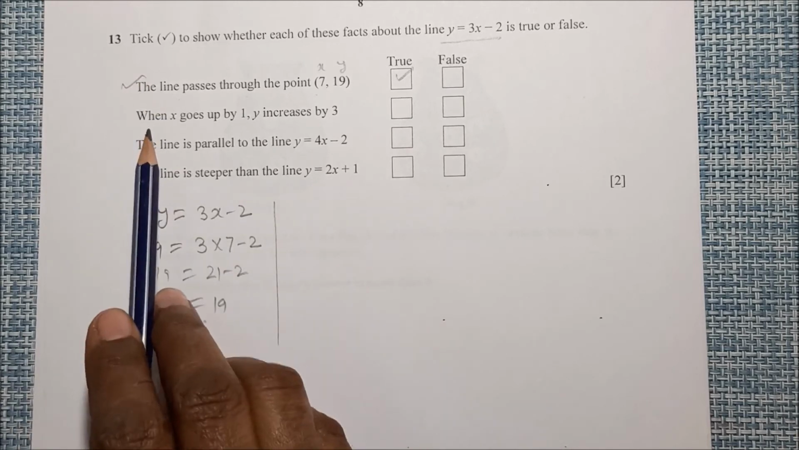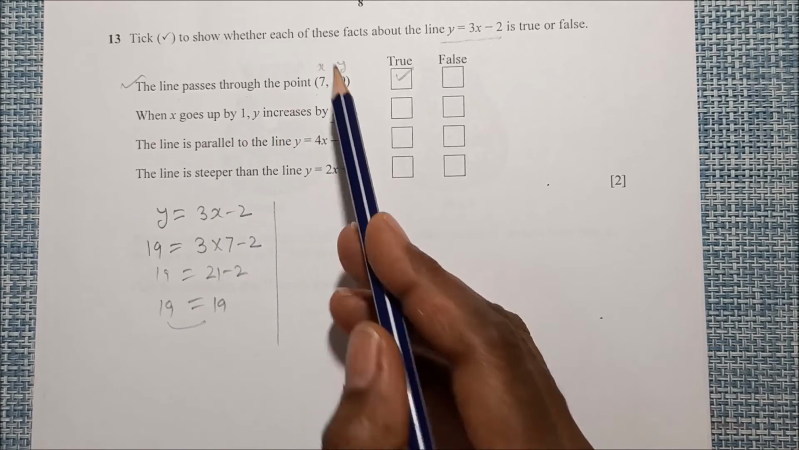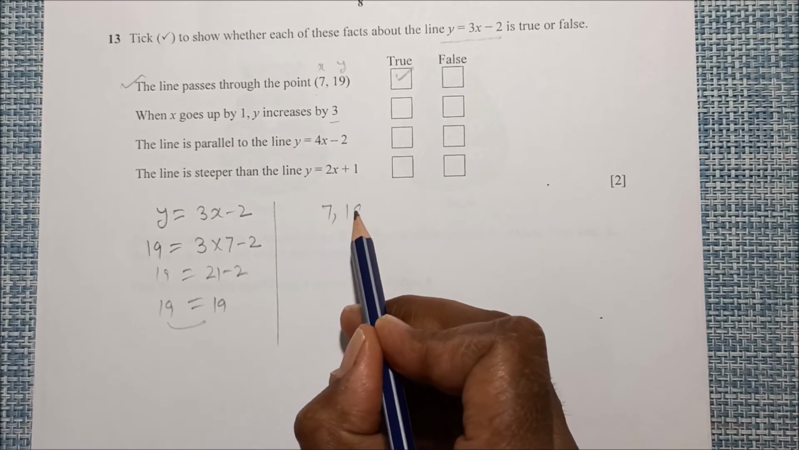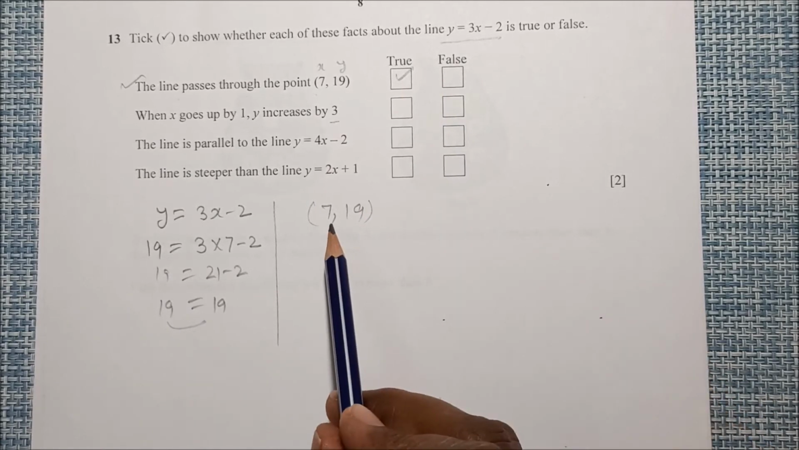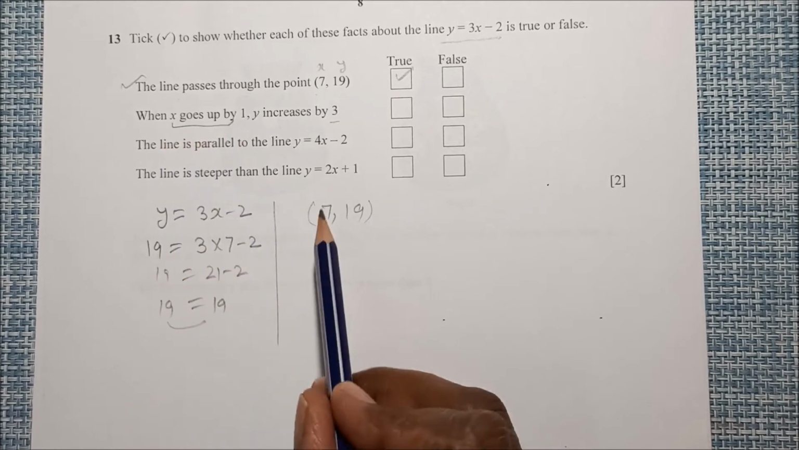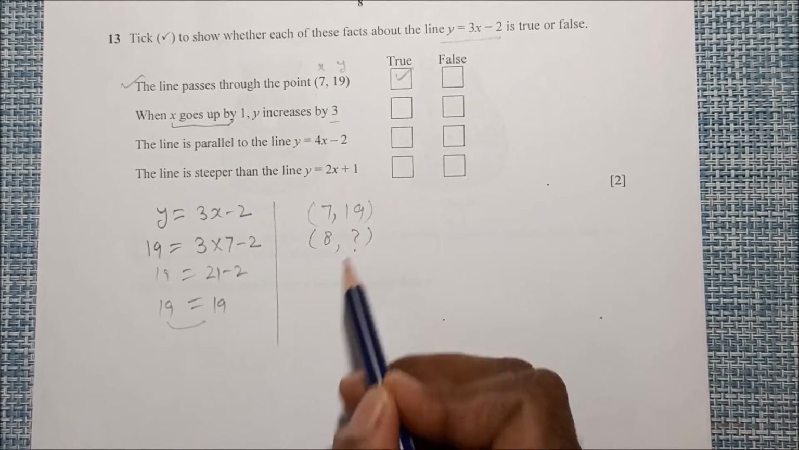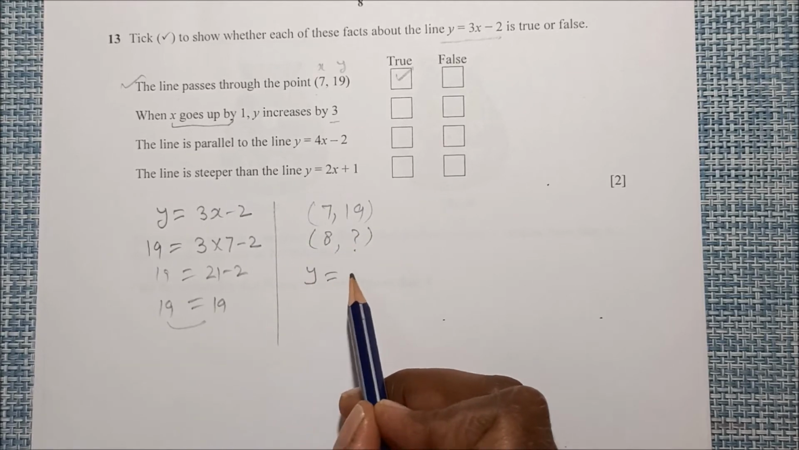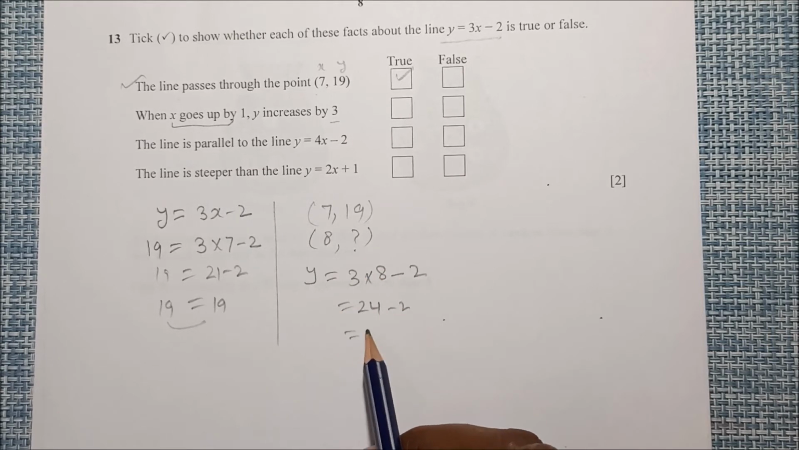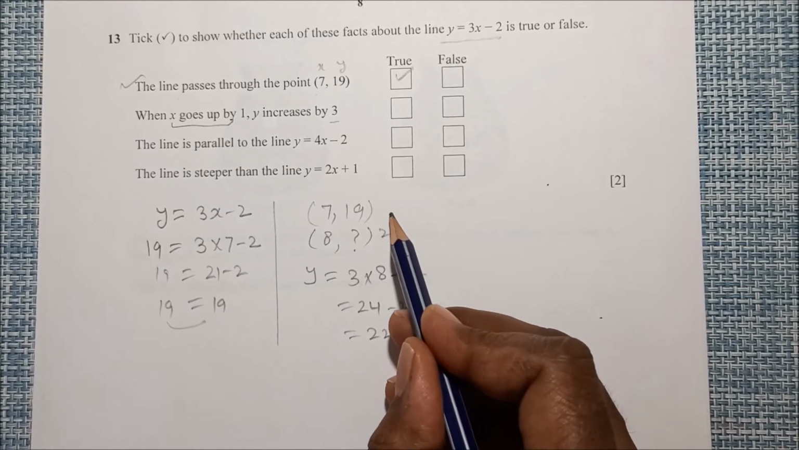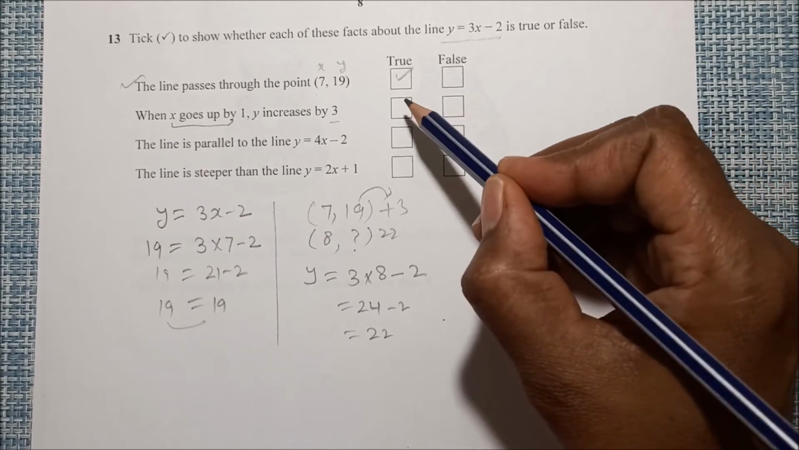Second, when x goes up by 1, y increases by 3. We can just take this example. We have this point 7 and 19. This was a true statement, so we can check with this. Let's increase x by 1, so x is now 8. If x is 8, let's see what y is. y is 3 times 8 minus 2. 24 minus 2 is 22. So this is 22, which is plus 3. So this statement is also true.